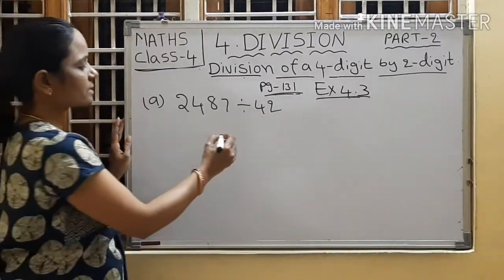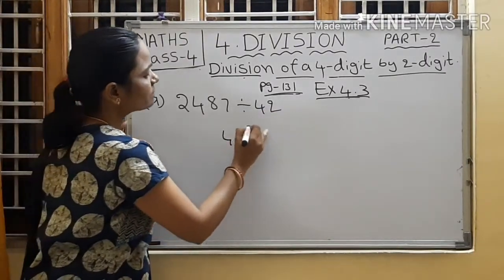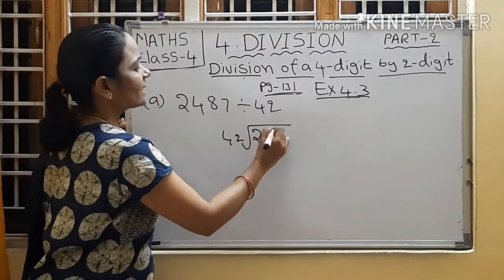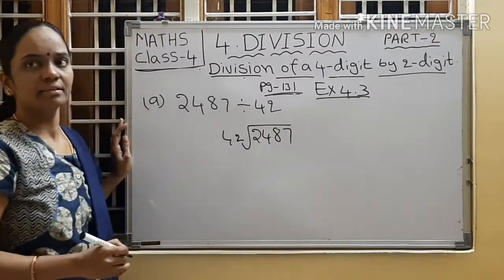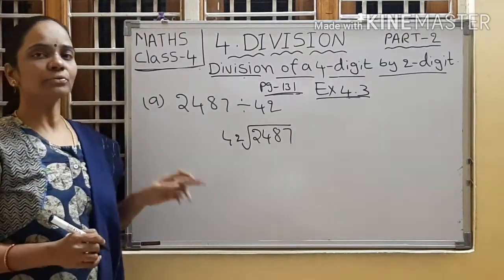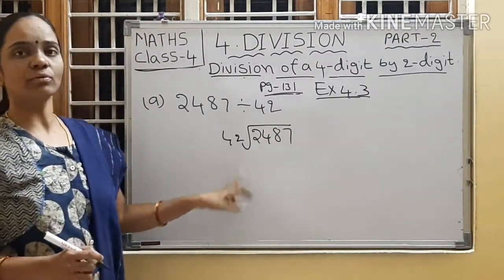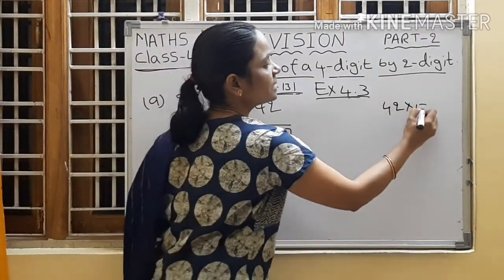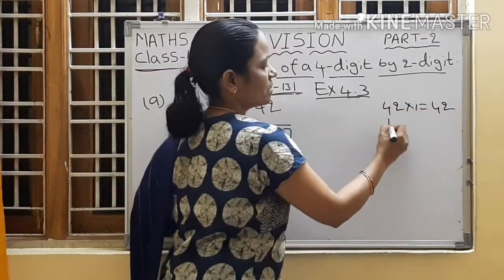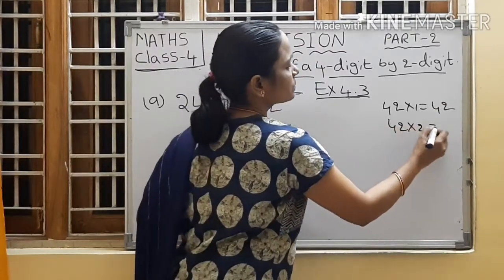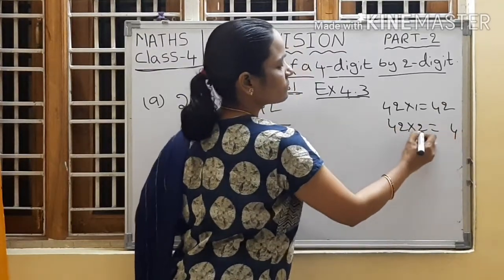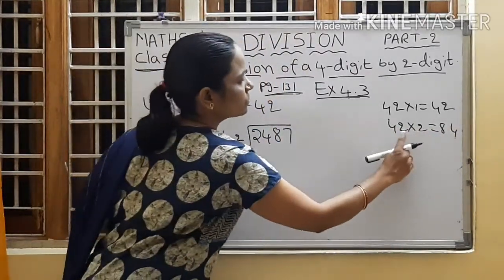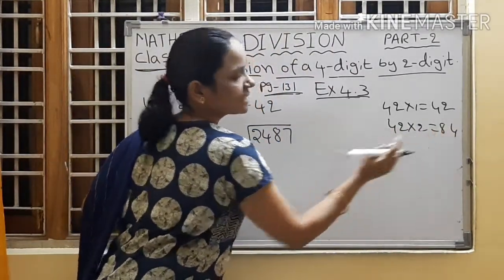The similar process, children. You take long division, means outside smaller number, inside is 2487. Yes, first what we have to do? Write down the 42 table. Yes, write down all of you in your notebook. 42 ones are 42. 42 twos are 2 twos are 4, 2 fours are 8, 84.